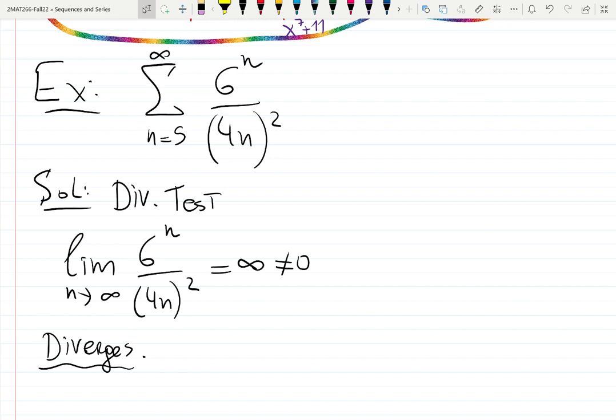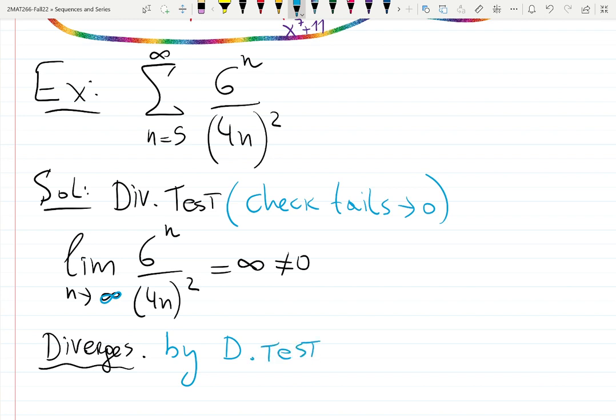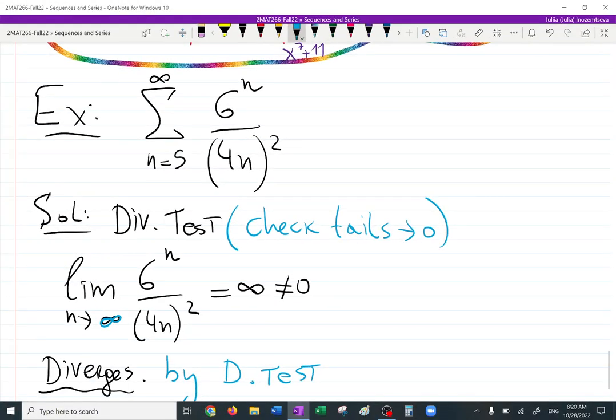I'll give you a function, you're like, oh, it looks like ratio test. No, just check the tails first. Check that tails indeed do go to 0. That's what I call them, the tails, because it's n at infinity, right? And they don't, so it diverges by the divergence test. What do you think about this? Make sense? Not too bad.